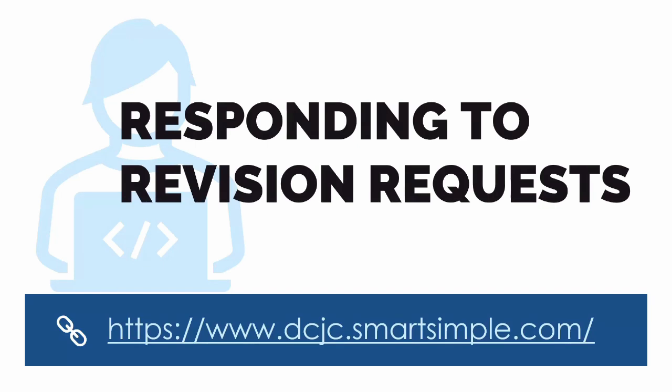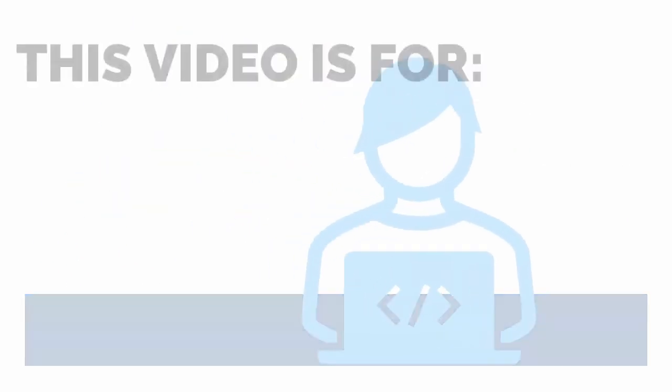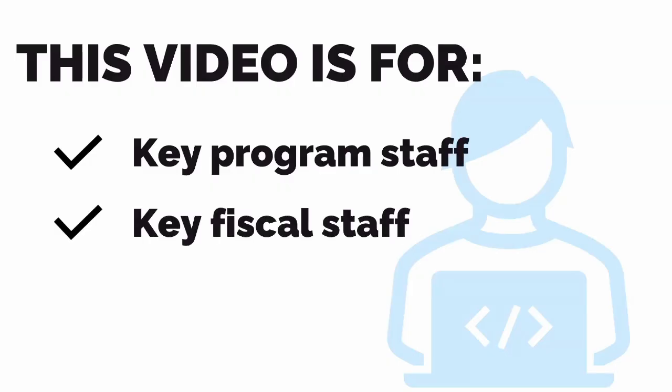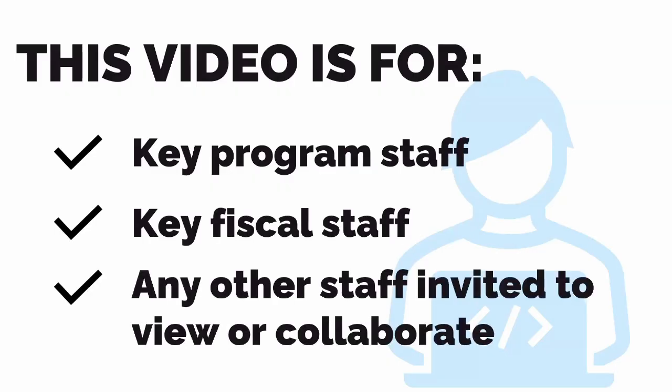A PDF step-by-step guide is available for download on our website. Feel free to pause, rewind, or fast forward to get straight to the information most relevant to you. This video is designed for key program staff, key fiscal staff, and any other individuals who are responsible for submitting grant applications and responding to feedback requested by the CJC.